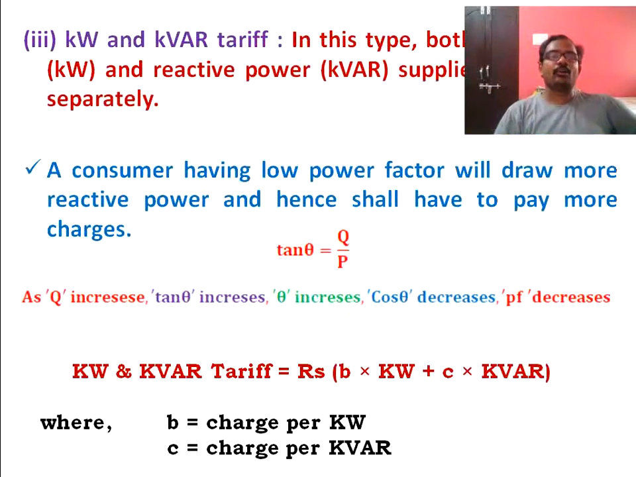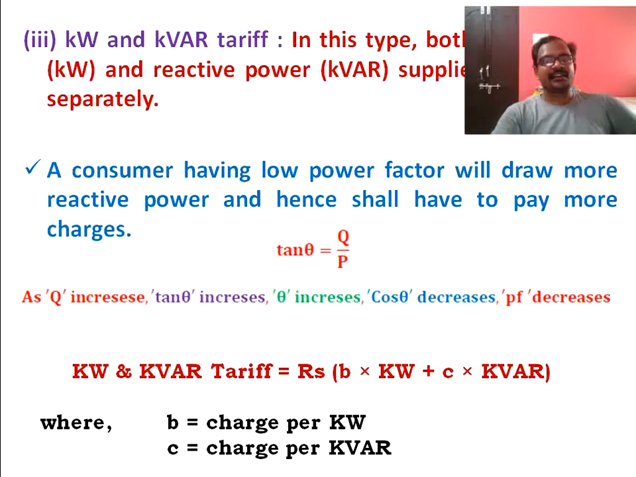And the third one is the kilowatt and kVAR tariff. So what is this kilowatt and kVAR tariff? It is B into kilowatt plus C into kVAR, where B is the charge per kilowatt and C is the charge per kVAR. As we have already discussed, tan theta is equal to Q by P and tan theta is proportional to Q. Low power factor means more Q. More Q means more kVAR. And more power factor means less Q. Less Q means less kVAR. Kilowatt is constant.